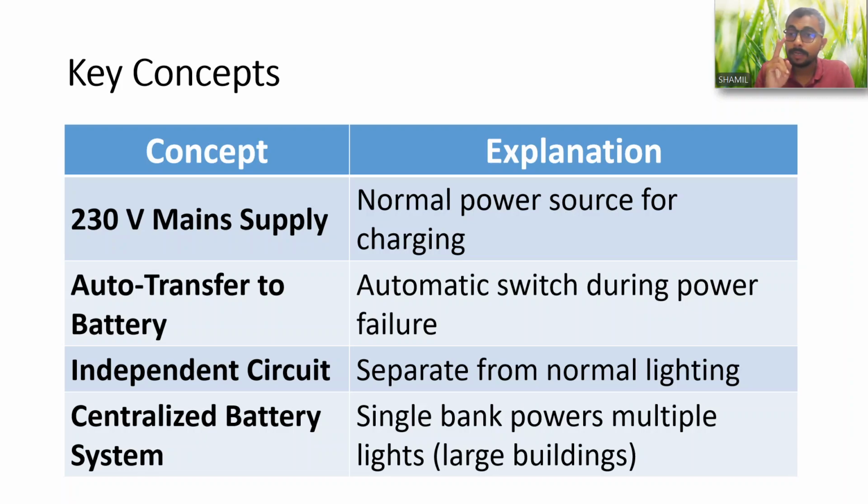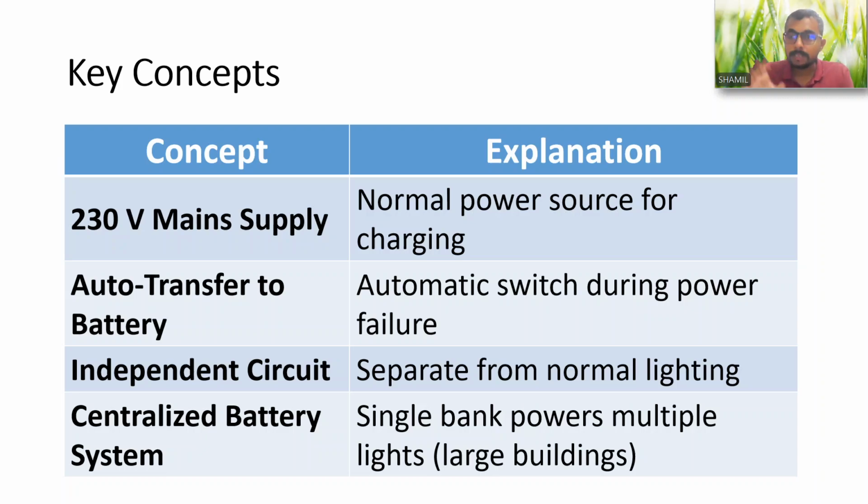The second aspect is that it auto transfers to the battery. Whenever there is a power failure in the building, the power supply for the emergency light will switch from the building mains to the battery installed in the emergency light. That will happen automatically. The third aspect is that the circuit for the emergency light will be independently drawn from the distribution board. It is a separate circuit from the normal lighting.